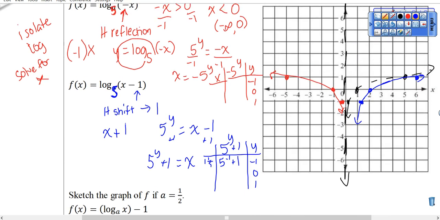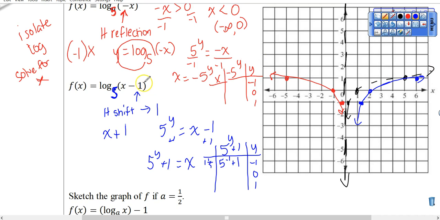One thing I did not mention, oops, I'm not perfect, is the domain shift. What's our domain restriction here? Yeah, x minus 1 has to be greater than 0, so x has to be greater than 1. So that does shift your vertical asymptote to x equals 1. So your asymptote also has to shift. So I'm sorry I forgot to mention that.